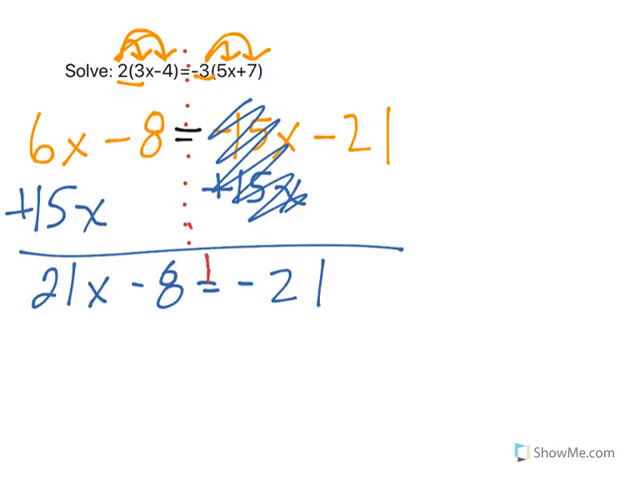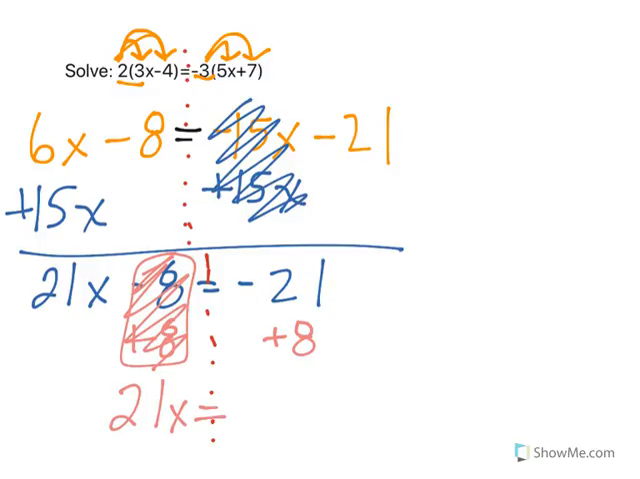Well, now I need to get my constants to the other side. So the negative 8, or the minus 8, is what I'm trying to move. So I'm going to go ahead and add 8 to both sides. And I'm adding 8 because we want this term to go away. And negative 8 plus 8 is 0. So that becomes 0, and I'm left with 21x equals negative 21 plus 8, leaves me with negative 13 on the right. So I have 21x equals negative 13.